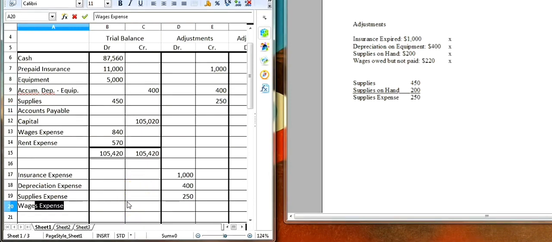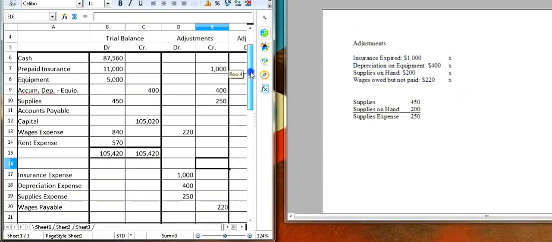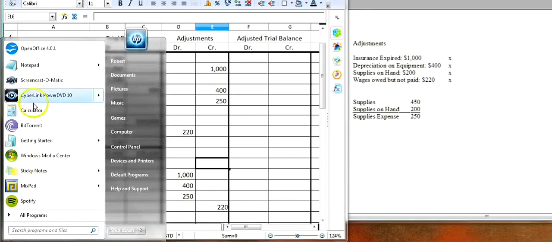Now I have a debit, so my wages expense is going to go up by $220. There it is, and now my wages payable is going to be a credit for $220. So I have locked in all my adjustments, and now all that's left is that I need to add up this column. I need to get a total.